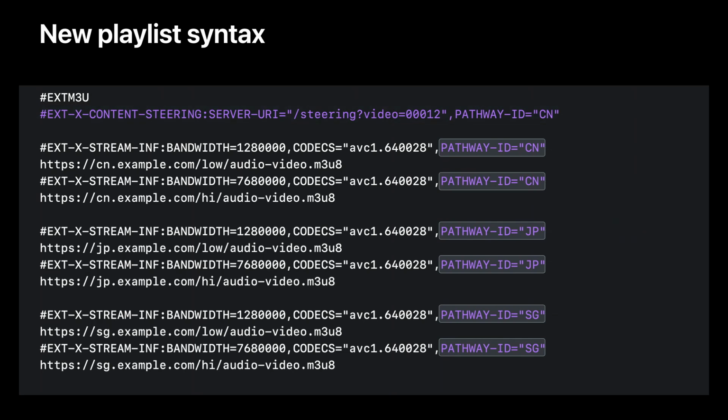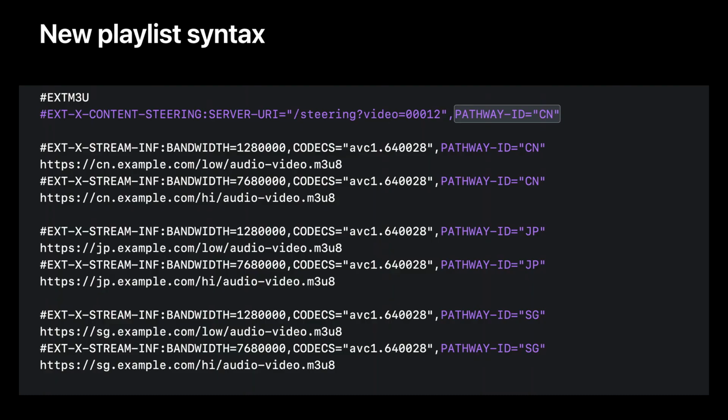Most notably, we now group variant streams into different pathways by the pathway ID attributes on each variant stream, where each pathway typically corresponds to one CDN. In this example, we group the variant streams into pathways CN, JP, and SG, representing CDNs in China, Japan, and Singapore, respectively. However, a pathway may contain variant streams from different CDNs to enable more advanced use cases. When a client selects a pathway, only the variant streams from that pathway are eligible for variant selection. The pathway ID attribute on the new Content Steering tag specifies the initial pathway to use at playback startup. So in this case, the client will only choose from variant streams belonging to the CN pathway at the initial playback.